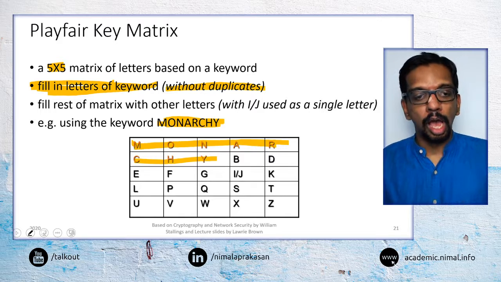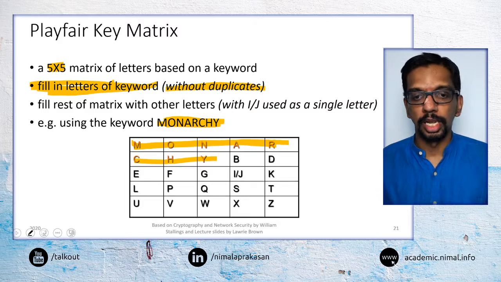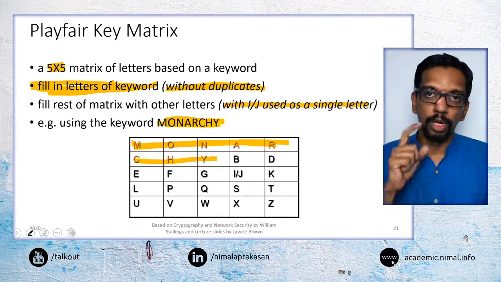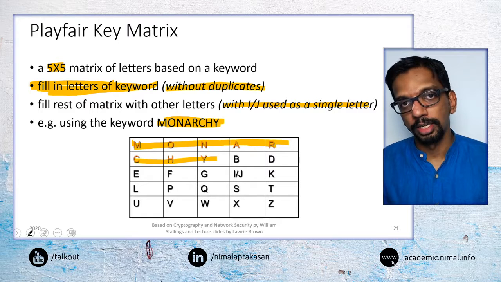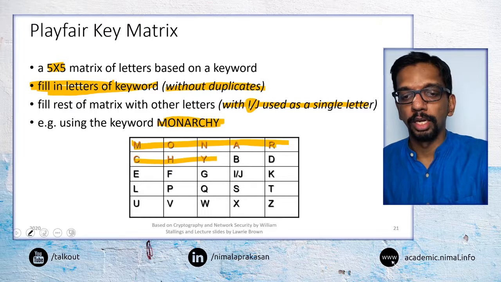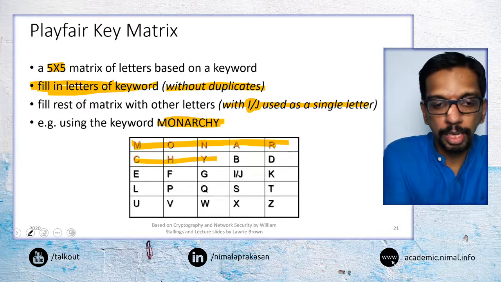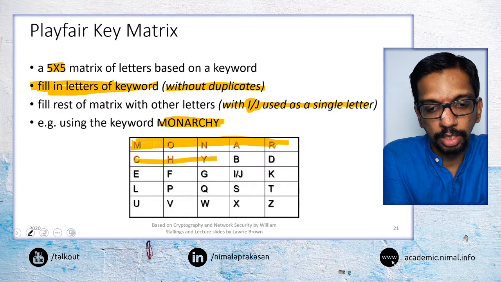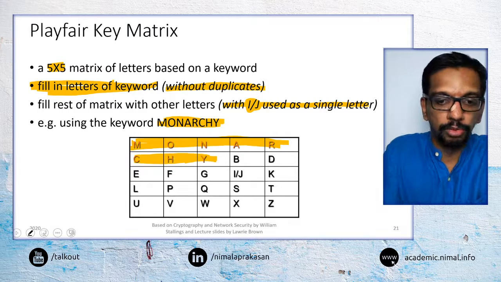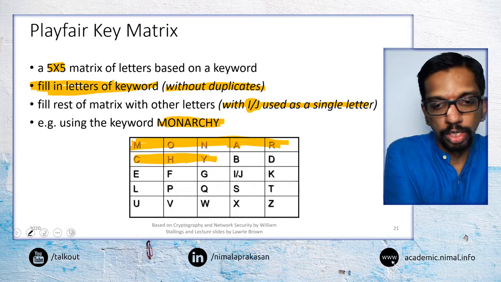After that, we will fill the rest of the matrix with the remaining letters, and we will use I and J as a single letter, because in a 5x5 matrix we can have 25 characters, but in English we have 26. So we combine I and J into a single place. If we take the example of monarchy here, we will write the first 8 letters, then go back to the alphabet. A is already used here.